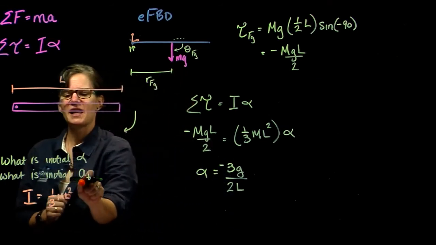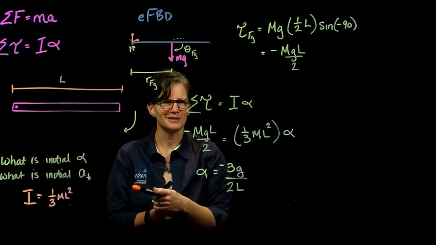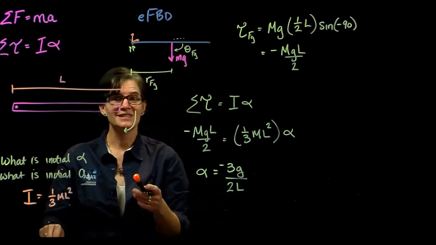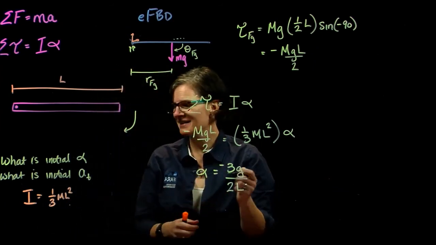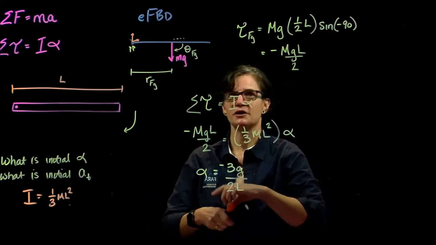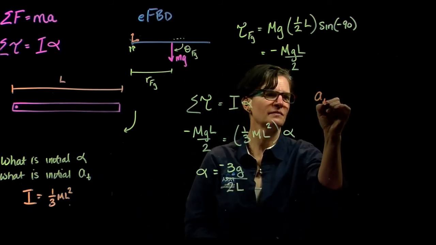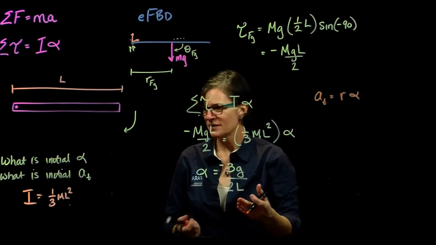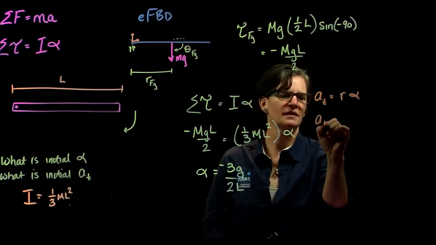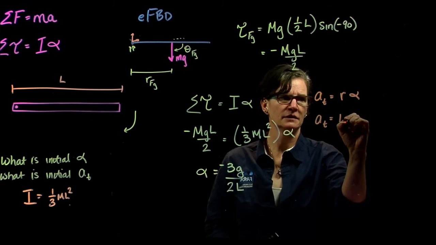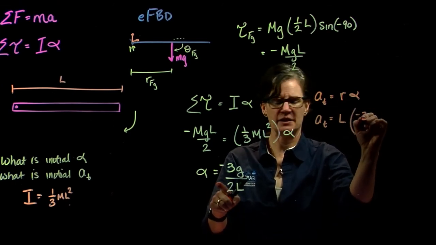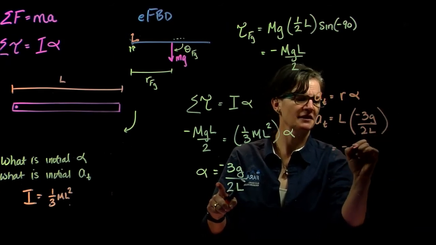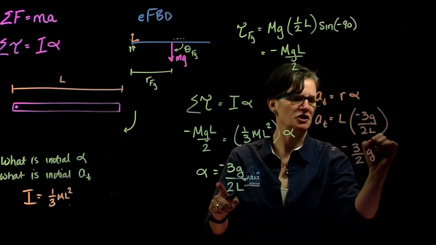Okay, the second half of the question asks, what's the tangential acceleration at that point? Okay, well, we know from our discussion of rotational kinematics that the tangential acceleration is equal to the radius times the angular acceleration. So our tangential acceleration is equal to the radius L times the angular acceleration, minus 3g over 2L. And we get our tangential acceleration of minus 3/2 g.